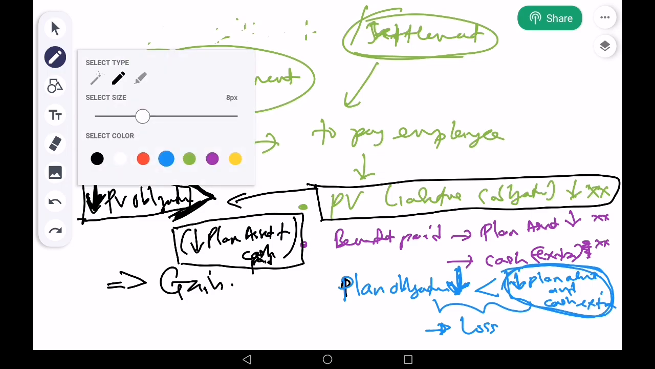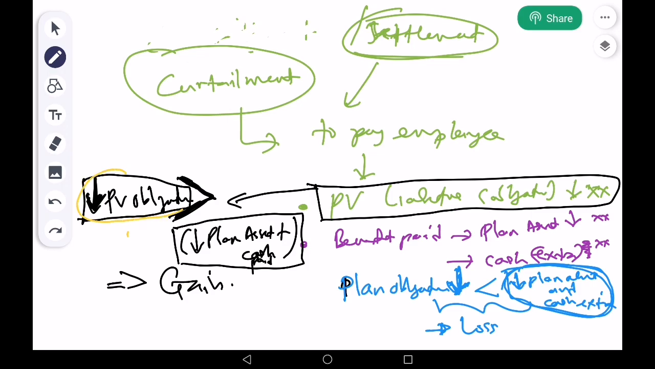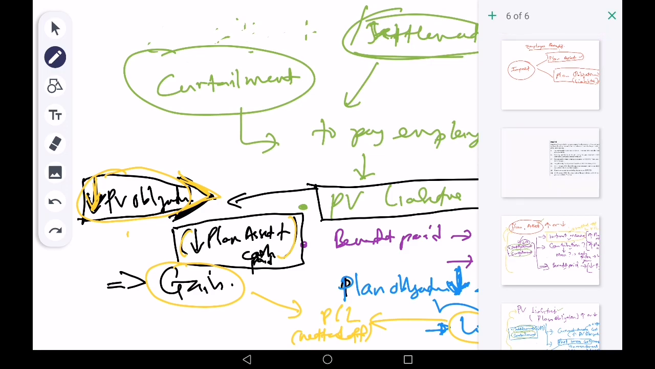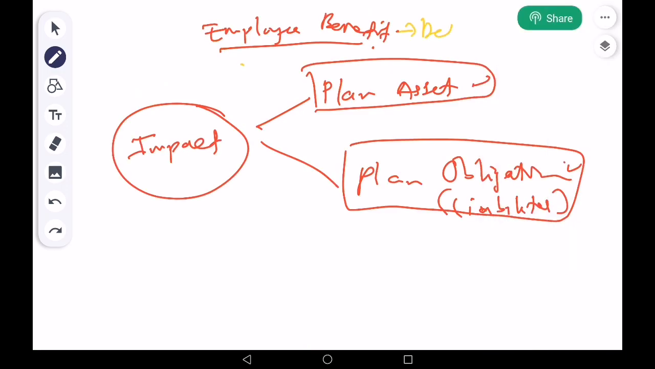However, if the decrease in the present value obligation is bigger compared to the reduction in your plan asset plus cash paid, that can be considered a gain. Class, remember, this gain or loss will enter P&L. You will net it off against the defined benefit plan expenses. So this is a basic understanding of employee benefit. I repeat, class: at the end, we are talking about employee benefit, the defined benefit plan, the impact on the plan asset and the impact on the plan obligation.